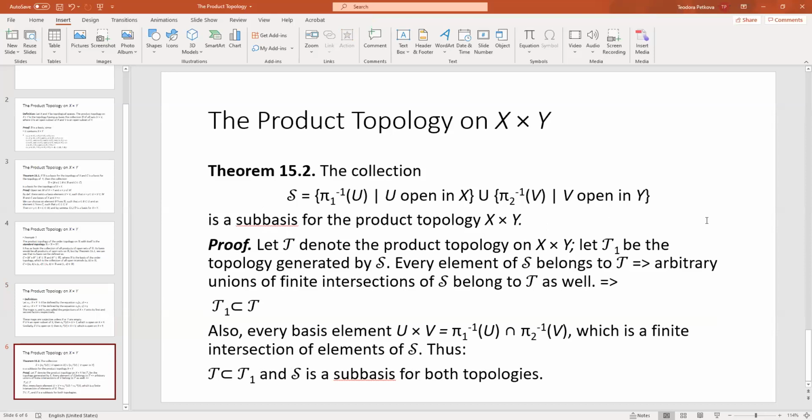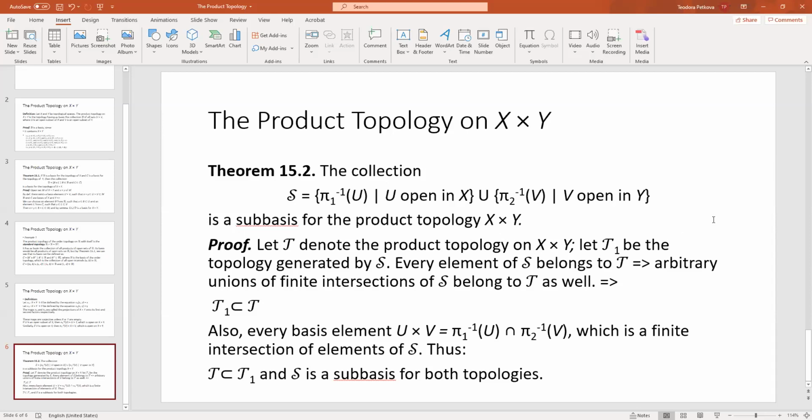When we go back to what a subbasis is, we know that a subbasis for a topology on X is a collection of subsets of X whose union equals X. We also know that the topology defined by the subbasis is the collection T of all unions of finite intersections of elements of S. So the proof goes like this: we first denote with T the product topology on X cross Y, and then we denote with T1 the topology generated by the subbasis S.